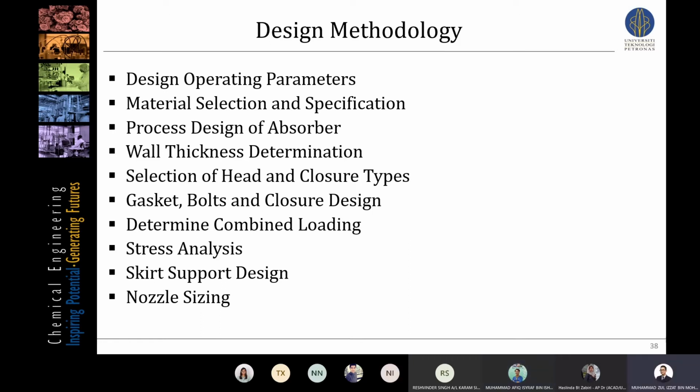Okay, my major equipment is the absorption column. So the design methodology for the absorption column is: design operating parameters, material selection and specification, process design of absorber, wall thickness determination, selection of head and closure type, gasket, bolts and closure design, determine combined loading, stress analysis, skirt support design, and lastly nozzle sizing.